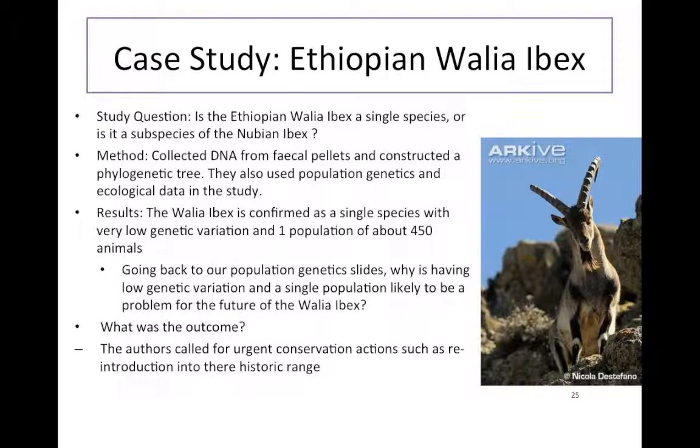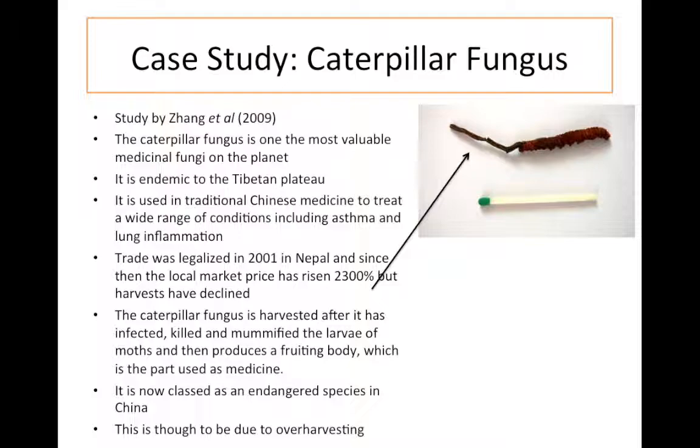So what was the outcome? The authors called for urgent conservation actions such as reintroduction into their historic range. Now another one, and this one is slightly cool but creepy. This is a caterpillar fungus, and it is one of the most valuable medicinal fungi on the planet. It's endemic to the Tibetan Plateau. It is used in traditional Chinese medicine to treat a wide range of conditions including asthma and lung inflammation.